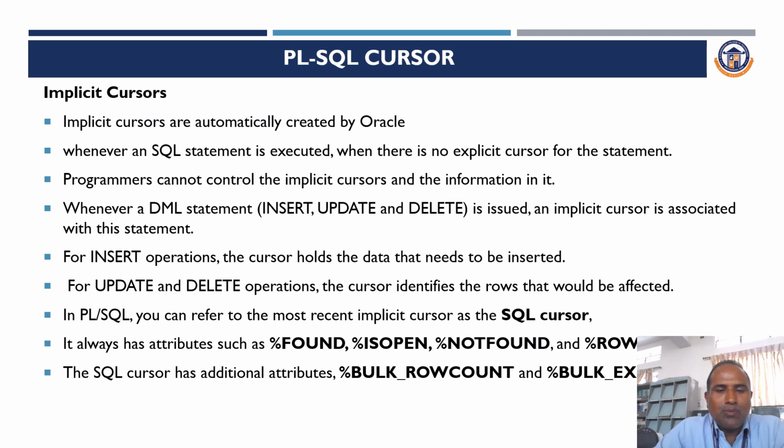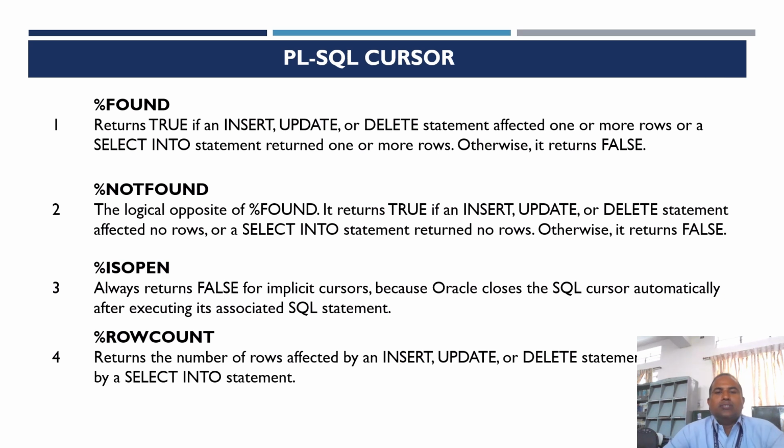It always has attributes such as %FOUND, %ISOPEN, %NOTFOUND, %ROWCOUNT, and %BULK_ROWCOUNT. We'll see them one by one. The first attribute is %FOUND. If an insert, update, or delete statement affected one or more rows, or a select into statement returned one or more rows, it will return true. Otherwise, it will return false.